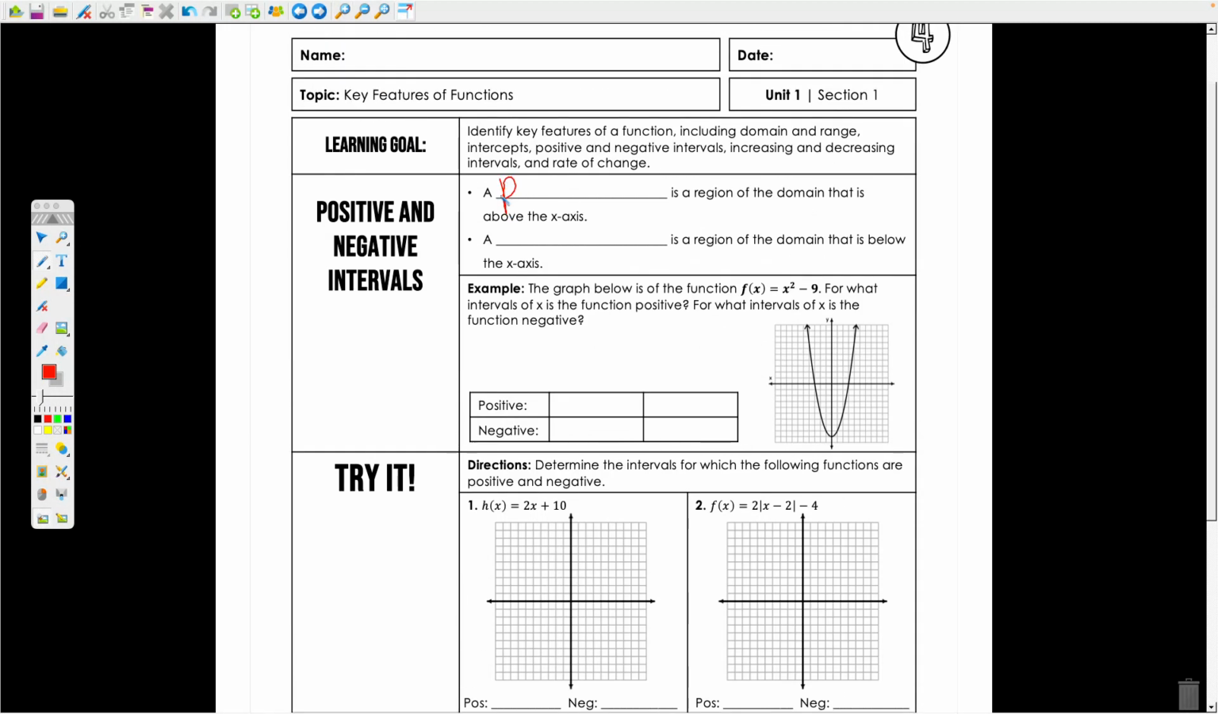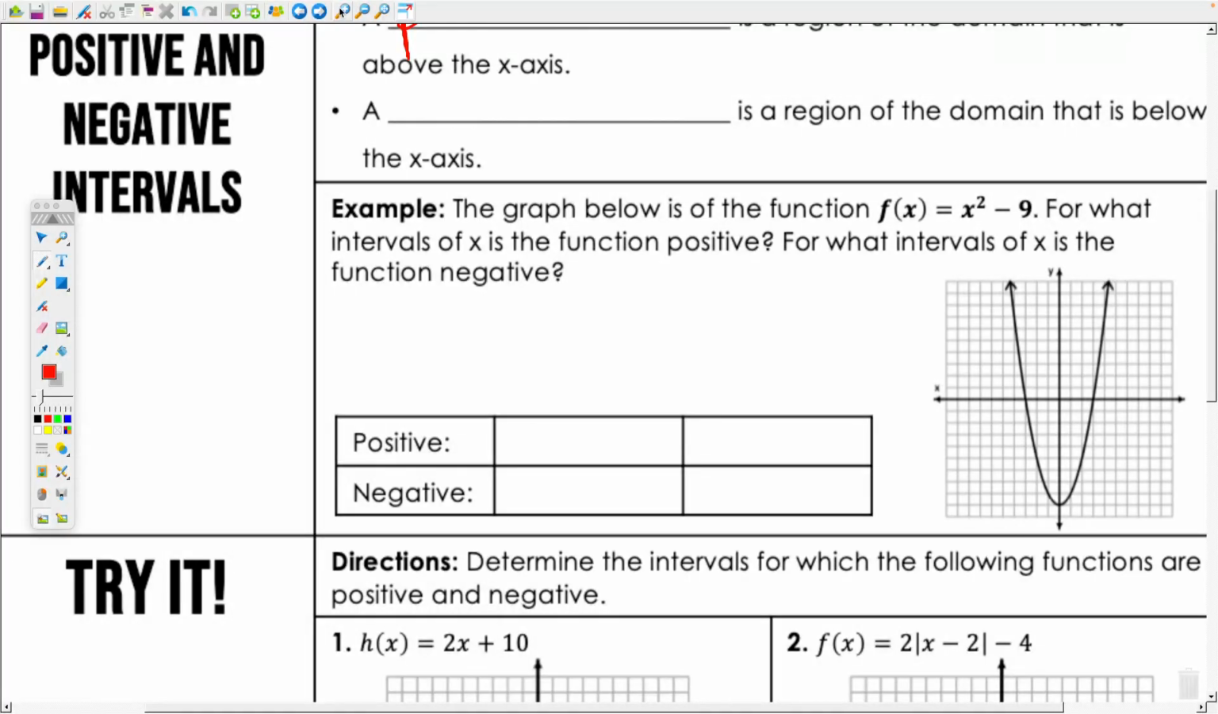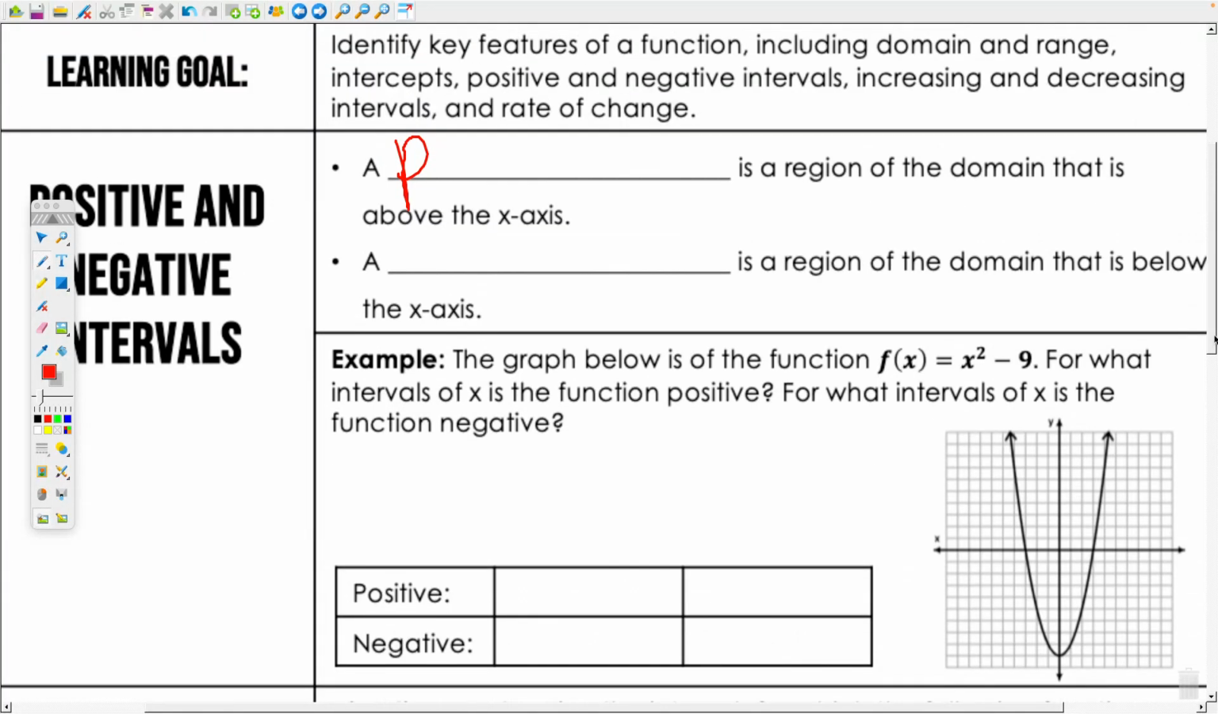A positive interval is a region that is above the x-axis. Let me zoom in for y'all. It kind of goes like, I don't want to say use common sense, but it kind of flows. Because if you think of positive, positive is above, right?